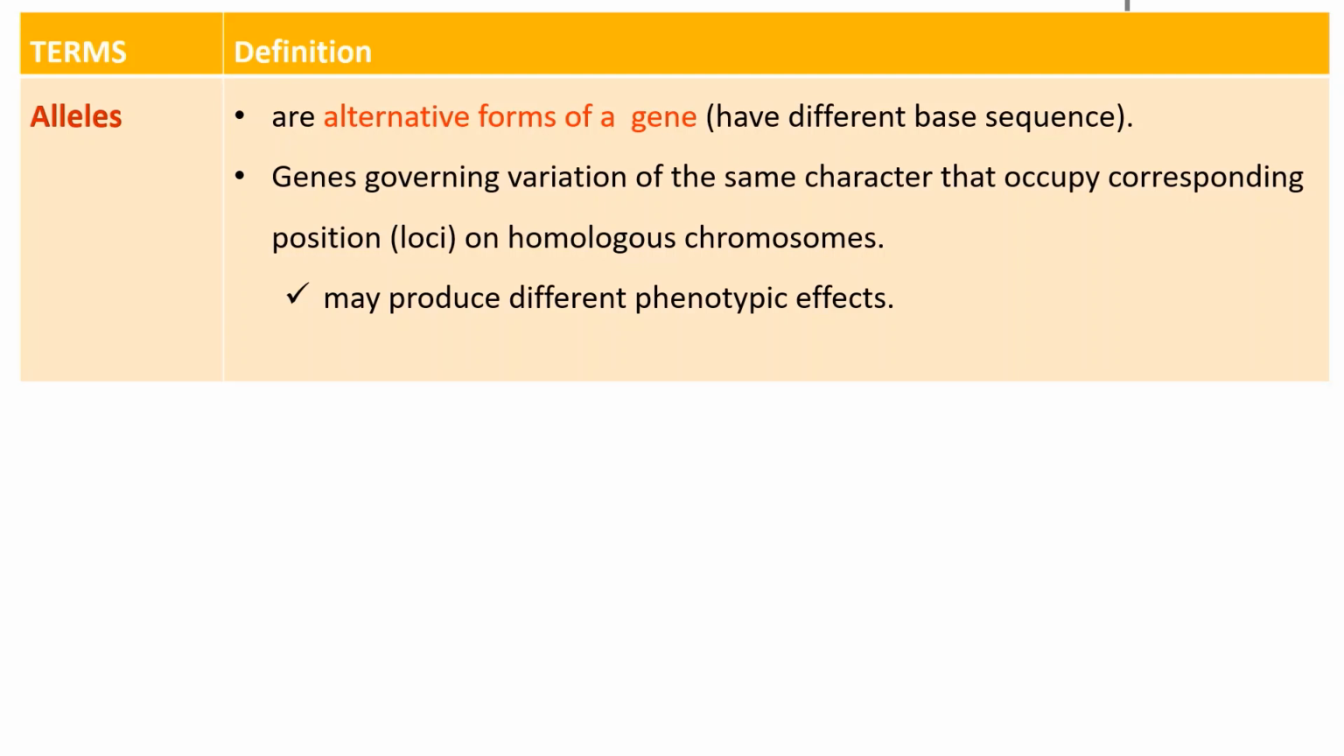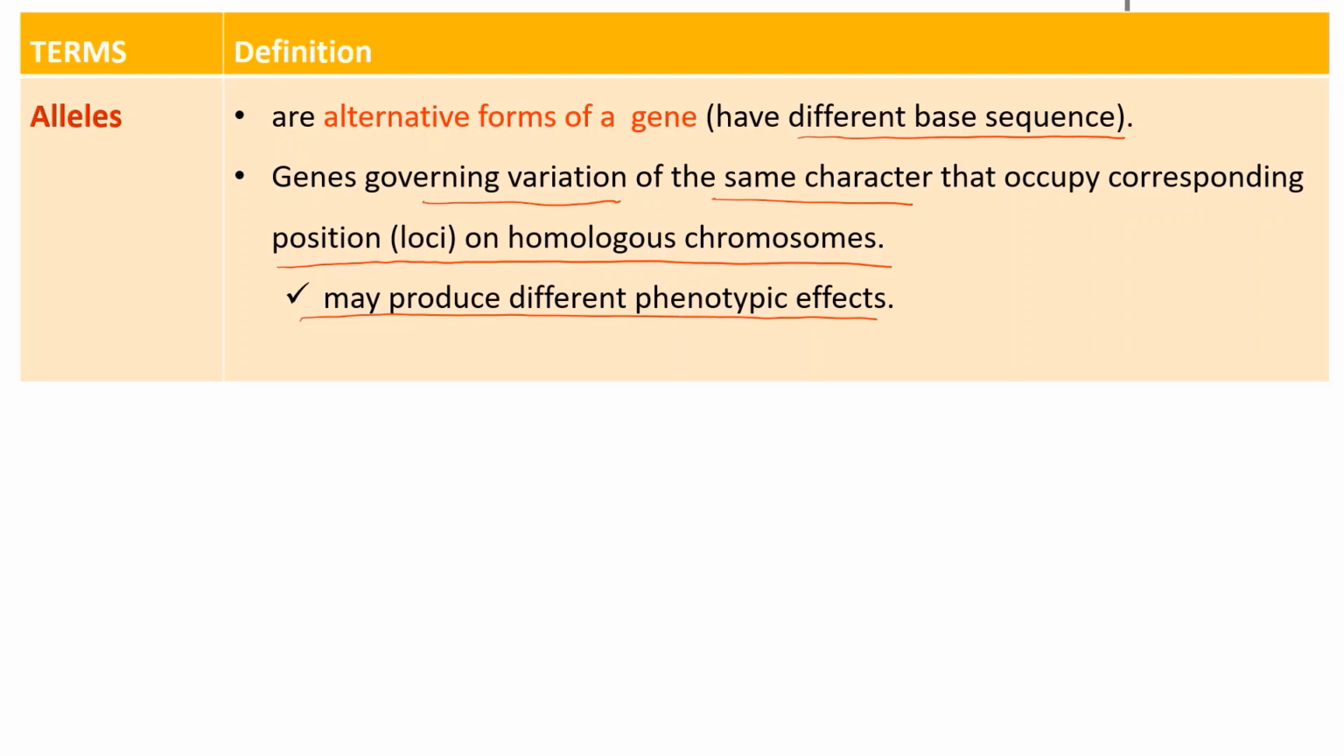Alleles are alternative forms of a gene. A gene may have two or more different alleles, and each allele will have a different base sequence or different DNA sequence. By having a different DNA sequence, it produces different proteins that will affect the expression of different phenotypes. Basically, alleles are genes governing variations of the same character that occupy the corresponding position or loci on a homologous chromosome. These alleles may produce different phenotypic effects.